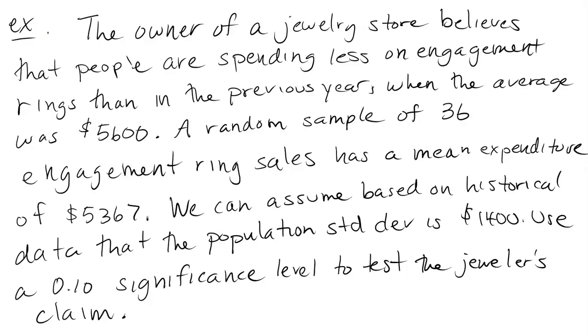Unlike previous examples, we can't just go to the last sentence to get the claim because all it says is test the jeweler's claim. So now we have to go seeking through the problem to see what the jeweler's claim is. The owner of the jewelry store believes that people are spending less on engagement rings than the previous year. And in the previous year, the average was $5,600. So piecing that together, the owner is guessing that the mean is now less than $5,600. That's the alternative hypothesis because it's an inequality. The null hypothesis would be the claim that the mean is the same as the previous year, that the mean is still $5,600. So the null hypothesis says nothing has changed from the previous year. The alternative hypothesis says that the average is lower than it was in the previous year.